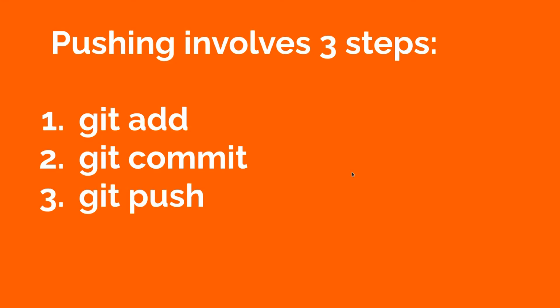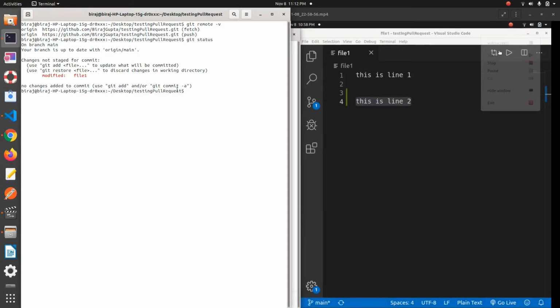Now pushing the changes to the GitHub repository actually requires 3 steps. First is git add, then git commit, and then git push. Let's see these commands one by one. The first command that we need to write for pushing is the git add command. The command is git add, then the file name that you want to push. Here we have the file name as file1. So I'll write git add file1.